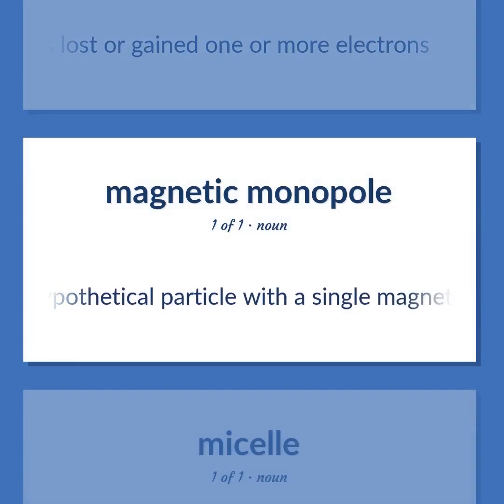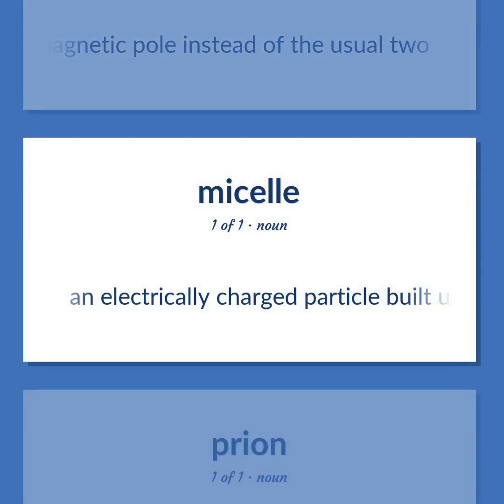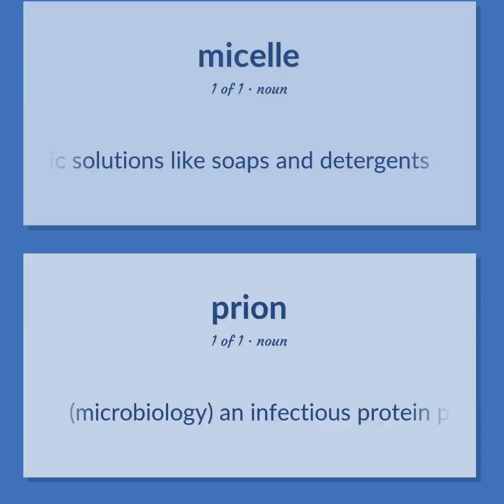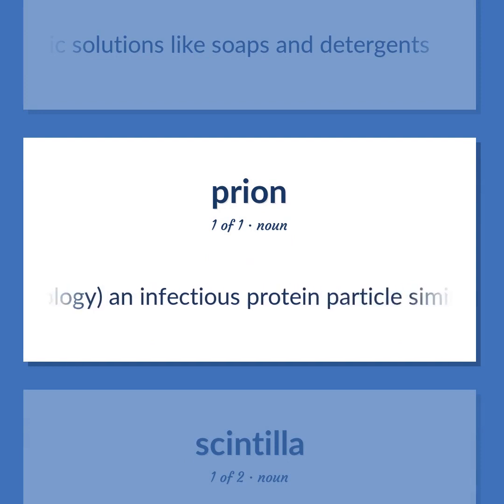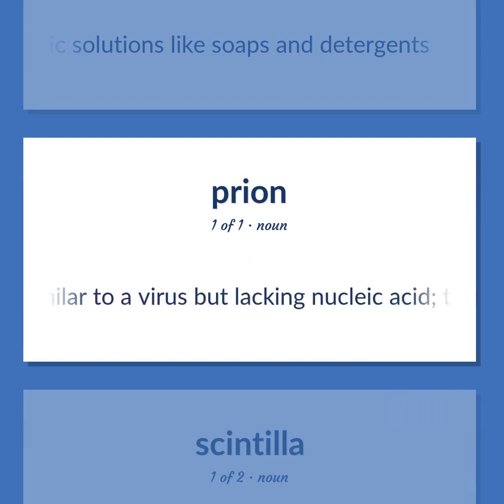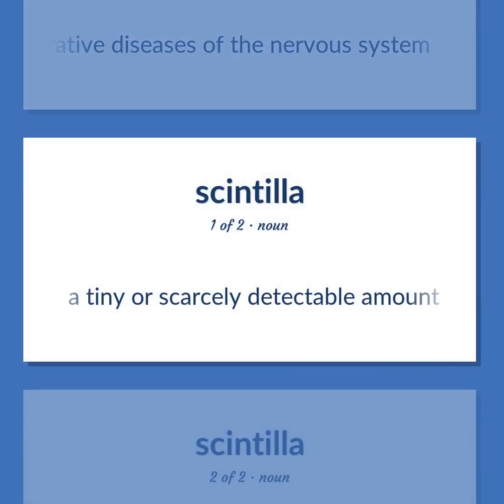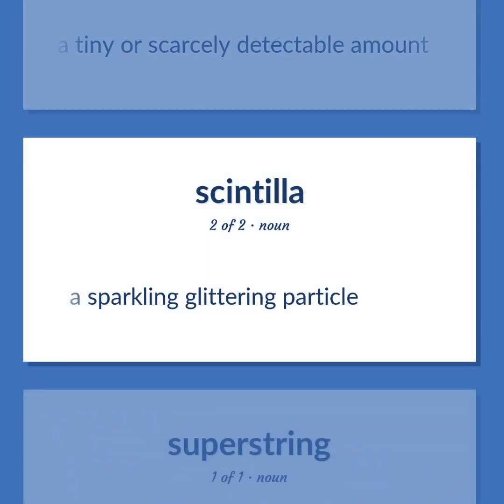A hypothetical particle with a single magnetic pole instead of the usual two. An electrically charged particle built up from polymeric molecules or ions and occurring in certain colloidal electrolytic solutions like soaps and detergents. Microbiology. An infectious protein particle similar to a virus but lacking nucleic acid, thought to be the agent responsible for scrapie and other degenerative diseases of the nervous system. A tiny or scarcely detectable amount. A sparkling, glittering particle.